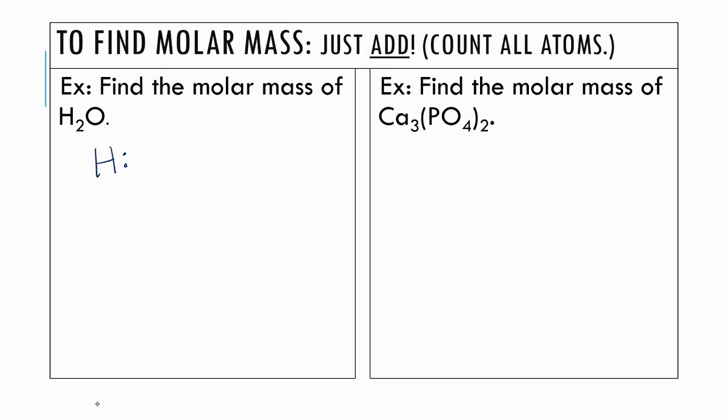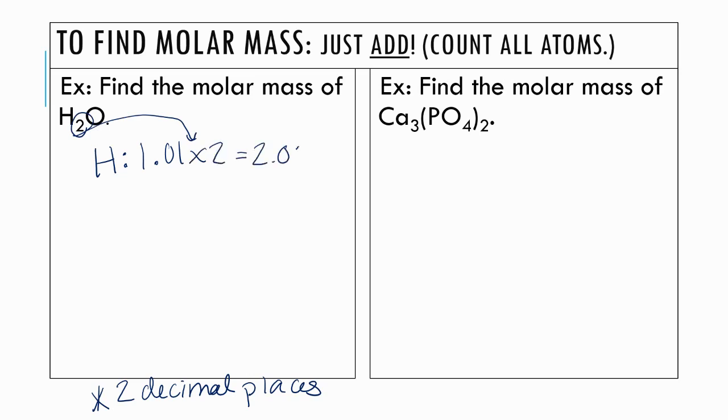Also, just as a quick side note, I generally like to keep 2 decimal places for all molar masses. 2 decimal places is my rule of thumb. So hydrogen on the periodic table has a mass of 1.01 if I round it to 2 decimal places. And according to this formula, I have 2 hydrogens, so that is 2.02. Oxygen on the periodic table has a mass of 16.00. I only have 1 oxygen in this formula, and so I just add that up.